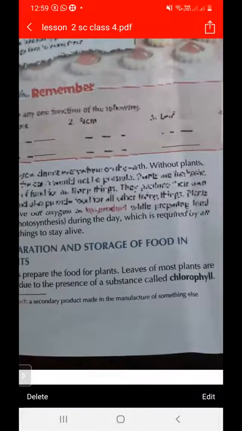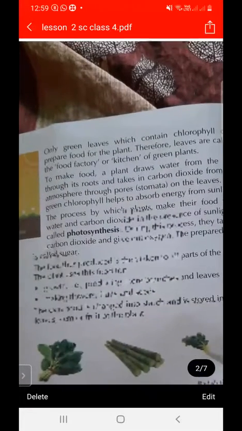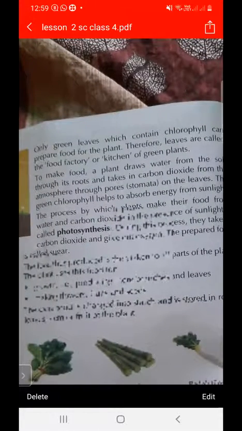As we know, all leaves are green because they contain a substance called chlorophyll. Because of chlorophyll, they are green, and with the help of leaves, they prepare food. Plants containing chlorophyll can prepare their own food.